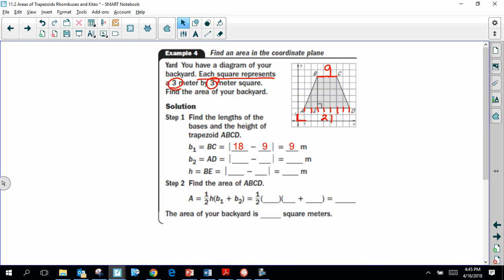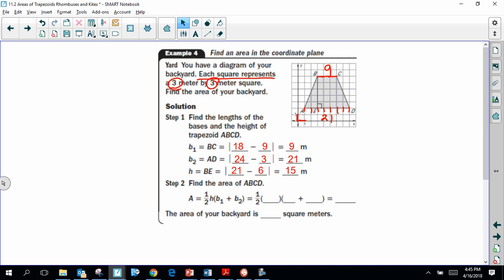So the distance between the x-coordinates of B and C, whether I said 18 minus 9 or 9 minus 18, the absolute value of those differences is still just going to be 9 meters long. And for the other one, if we look at the x-coordinates of A and D, if I said 24 minus 3, or 3 minus 21, either way, we still get the absolute value of 21, because we're representing a distance. It can't be negative.